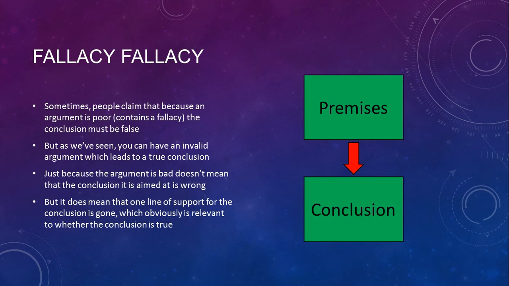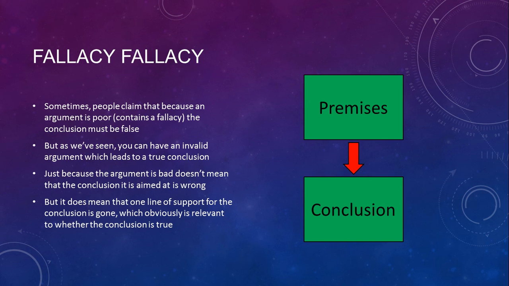Fairly straightforward. So, the final one we'll do is the fallacy fallacy. Sometimes people claim that because an argument is poor, because it contains some error, the conclusion must be false. And that's wrong, right? What we've seen is that there can be arguments that are invalid, but which nonetheless have a true conclusion. So just because the argument is bad doesn't mean that the conclusion it's aimed at is wrong.